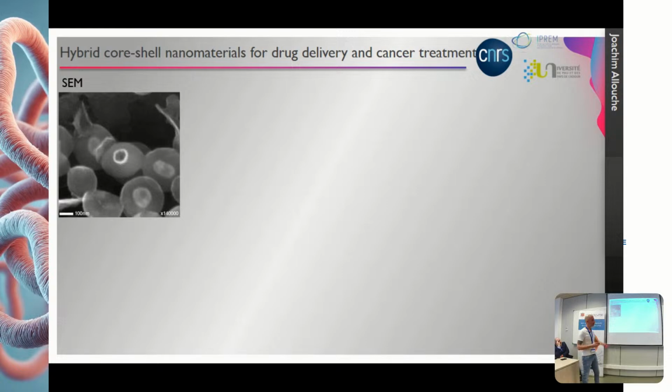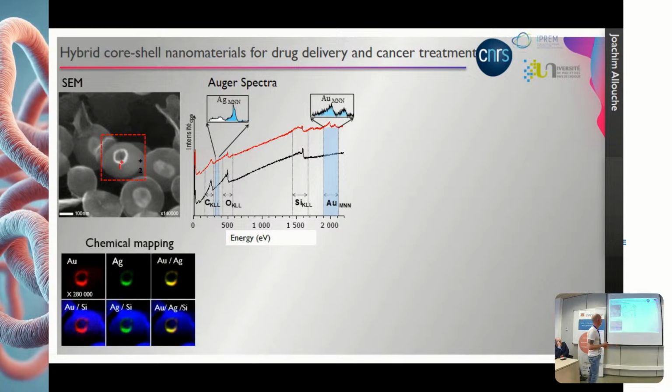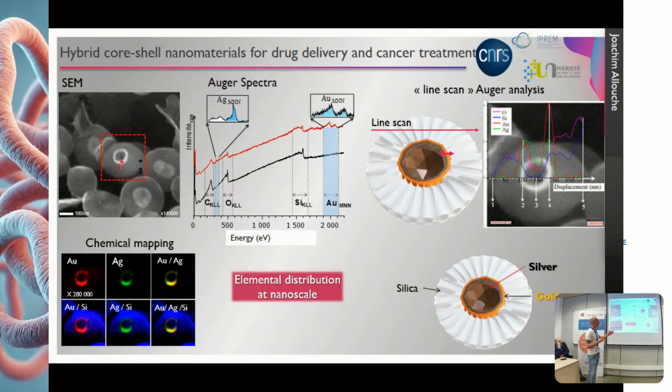spectroscopy. The idea is to choose one single particle and then target the core or the shell in order to obtain the chemical composition of the core or of the shell, and to identify if we have segregation of elements within one single particle. So we are able to do chemical mapping and identify the elemental distribution at nanoscale within one single particle.